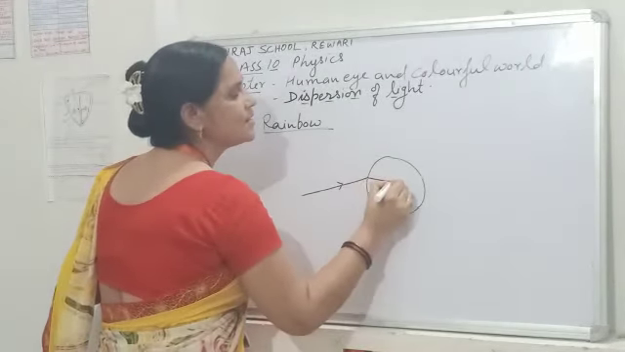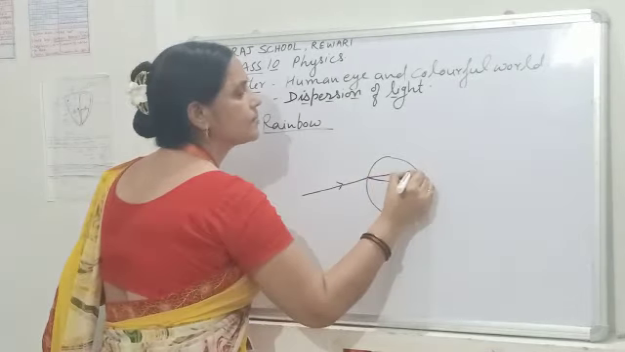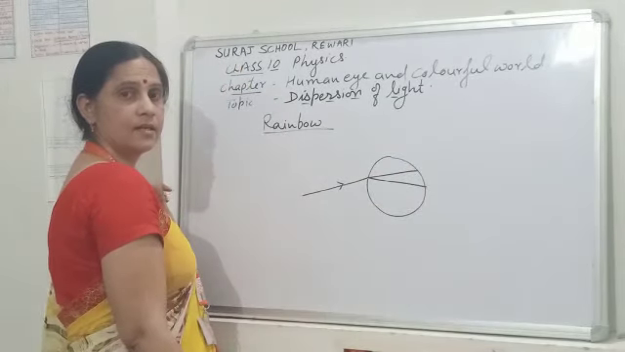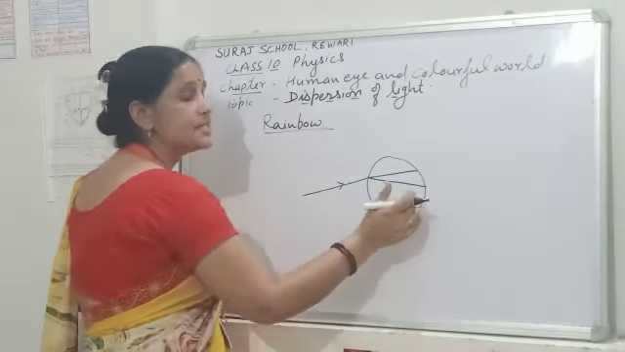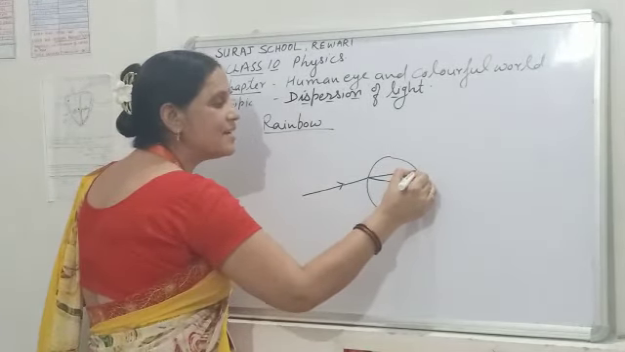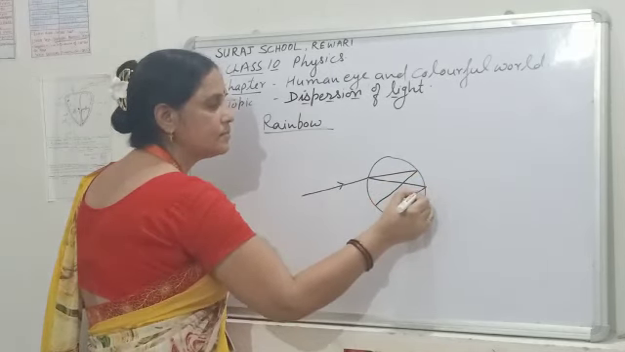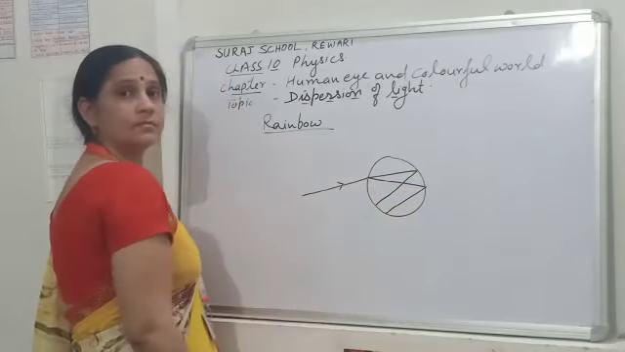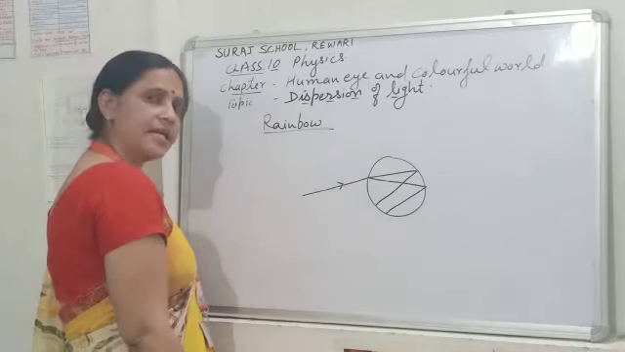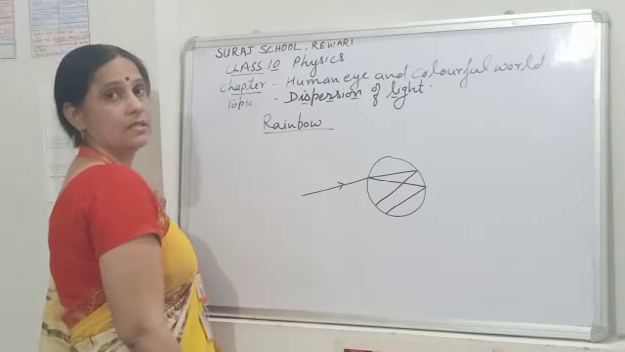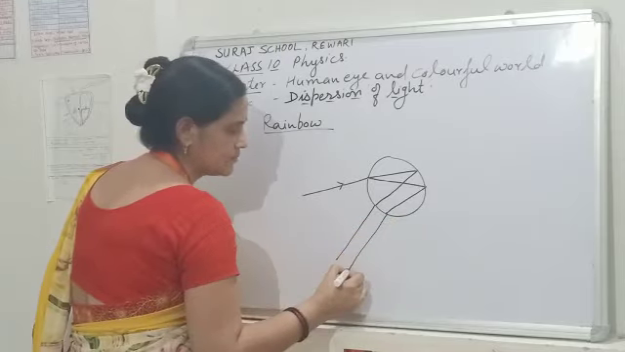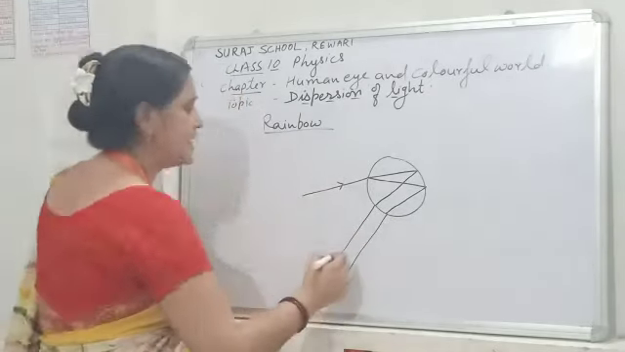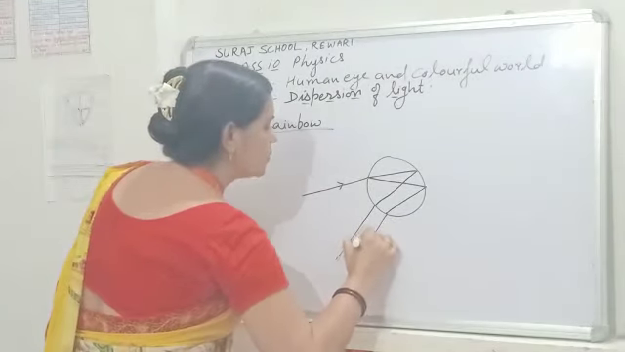First one is refraction, meaning bending of light. Due to the critical angle, the second is internal reflection. And dispersion takes place simultaneously. And we get the band of 7 colors, that is called a rainbow.